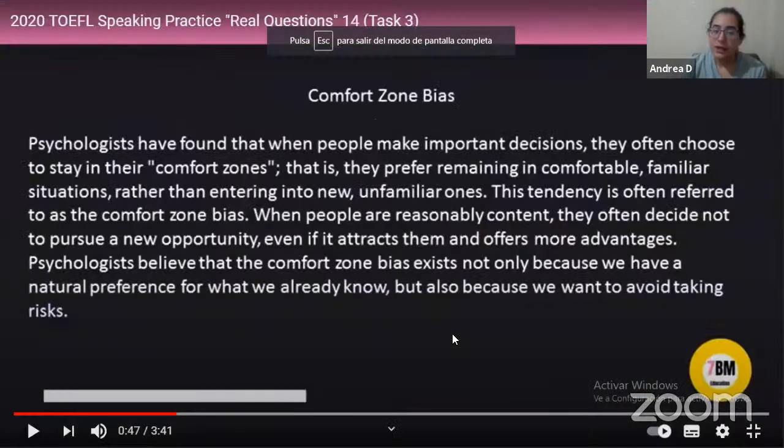So guys, here's the reading. You have 50 seconds to read. You know what the topic is already, comfort zone bias. Try to find out what this means. What is comfort zone bias? So 50 seconds to read.